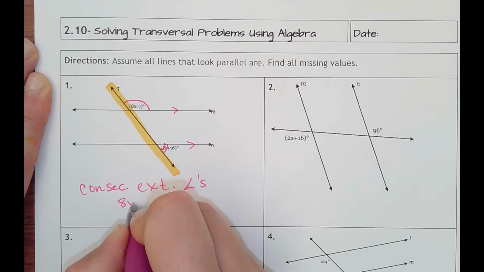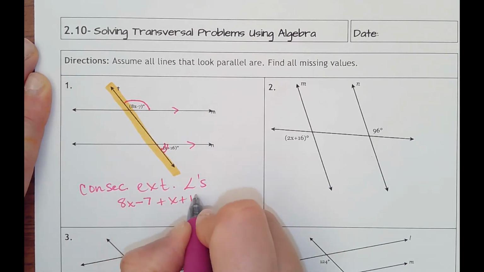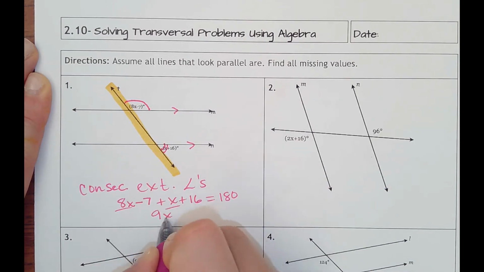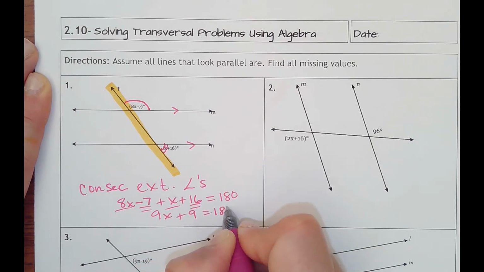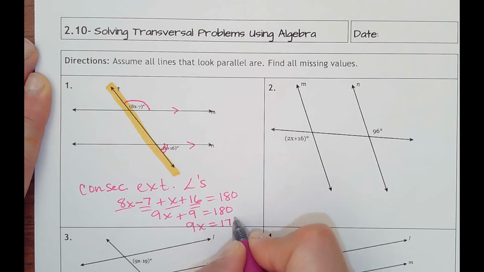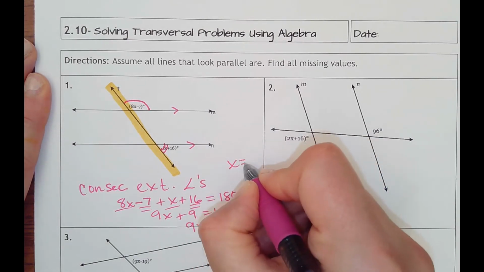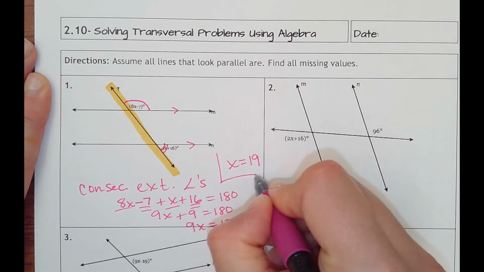So we would have 8x minus 7 plus x plus 16 equaling 180. Combine your like terms. Subtract 9 from 180, that would be 171. And 171 divided by 9 is 19. And again, they're not wanting an angle. It just says find the missing value, so they just want to know what x is.